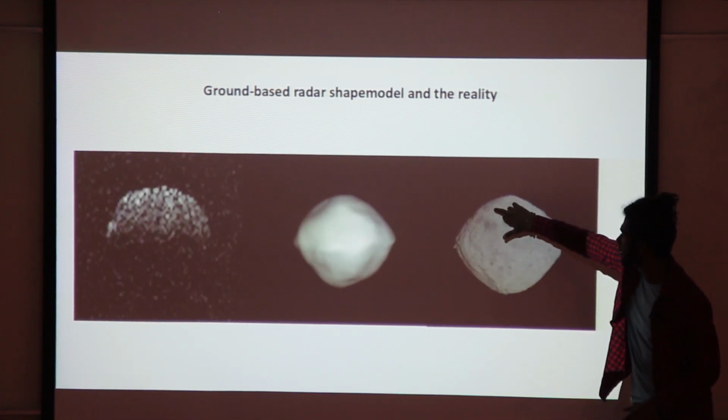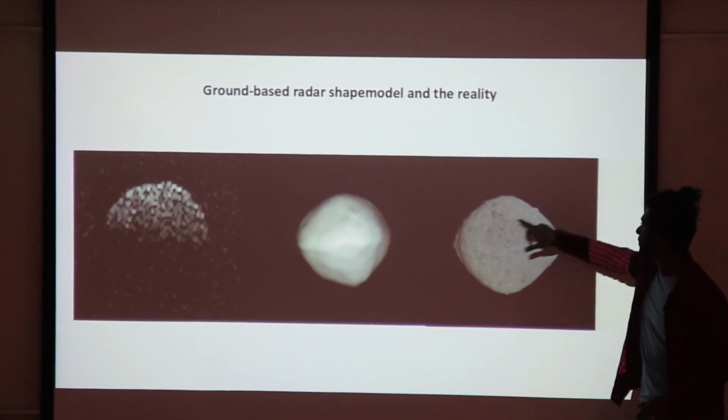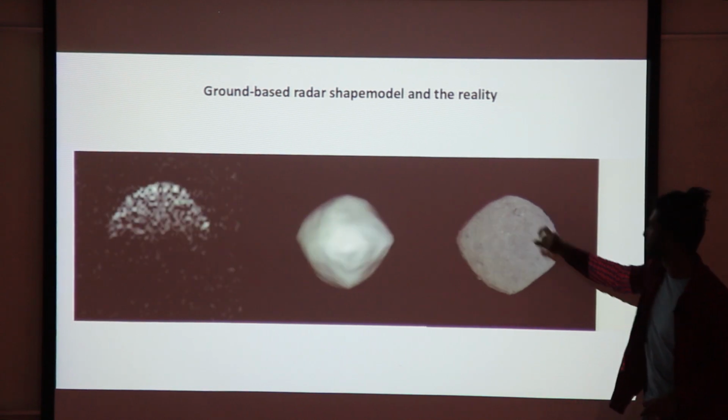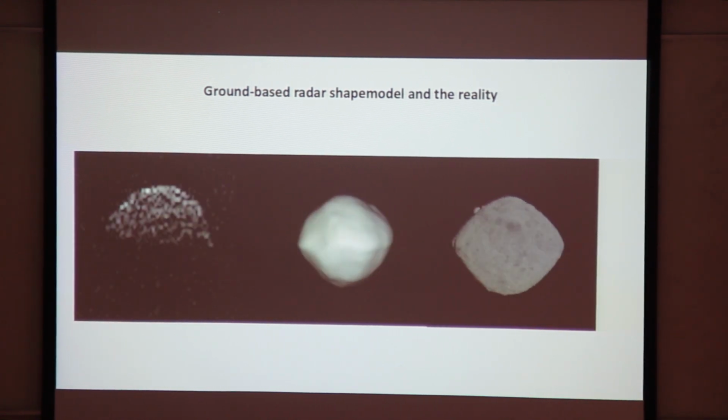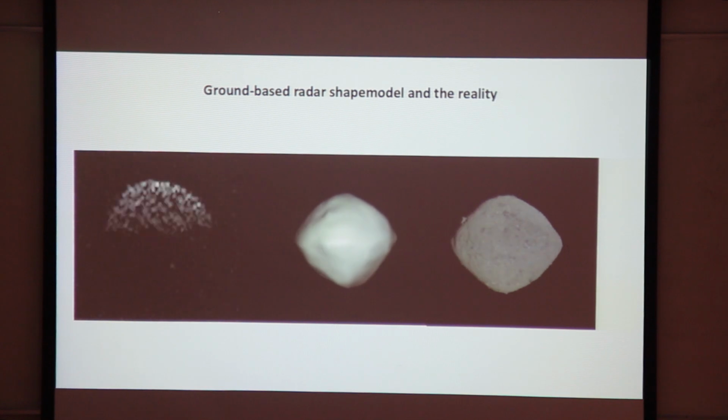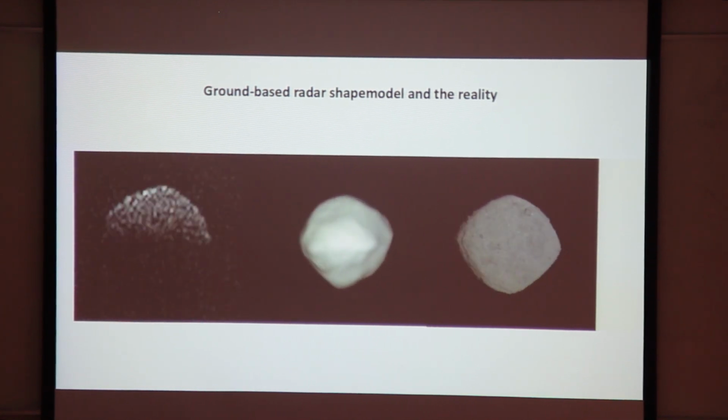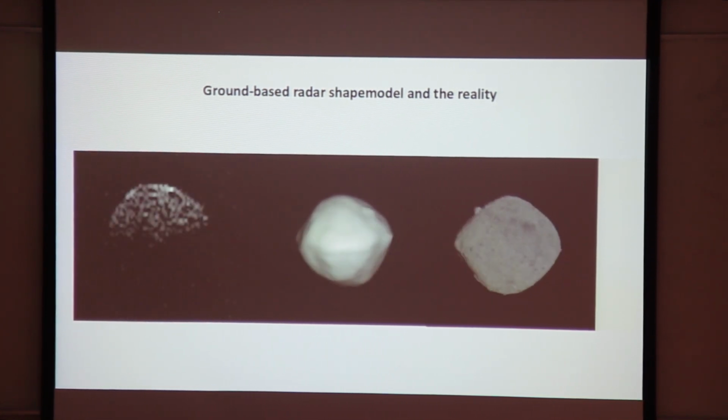It's the southern hemisphere here. It's sort of like that. So it comes here and it goes on. So the size was actually underestimated, and the early estimates also indicated fine-grained material. The reality was very different from this.